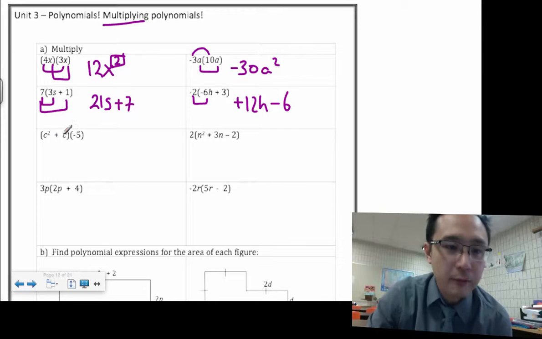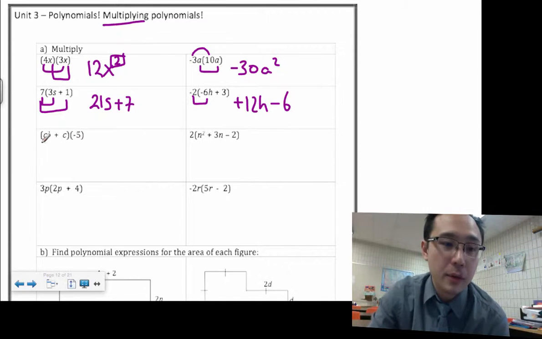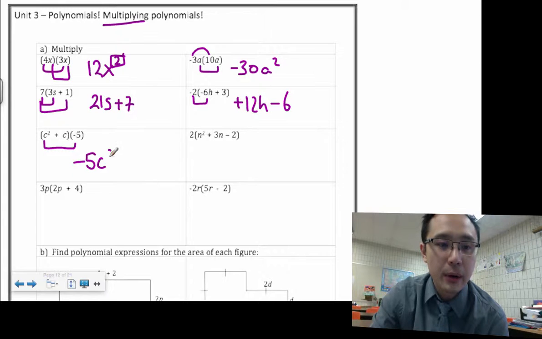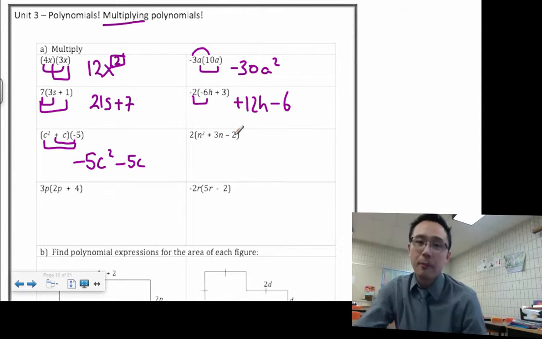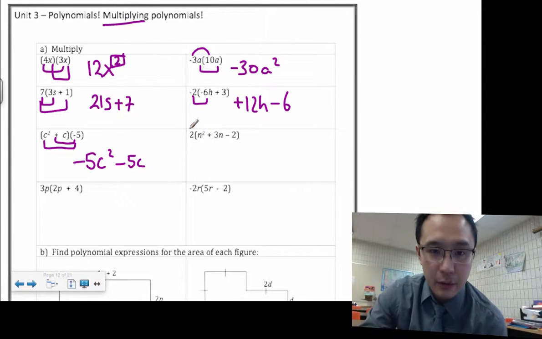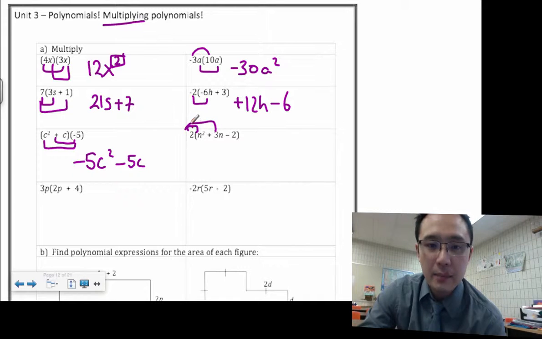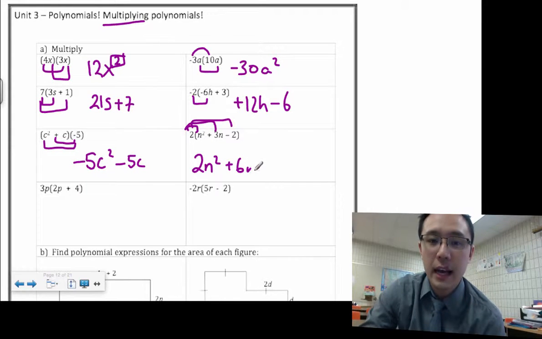Now, this one you have a binomial times a monomial, same thing. Distribute. So it would be negative 5c squared. Positive and negative would be negative 5c. Notice they're all basically the same stuff. Trinomial, distribute the same stuff. So 2 times n squared would be 2n squared. 2 times positive 3n would be positive 6n. 2 times negative 2 would be negative 4.